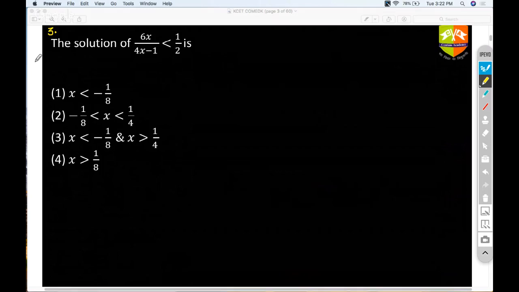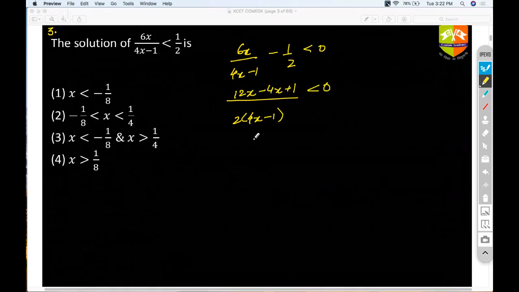Okay, mostly people are going for option 2. Again, this reminds you of your class 11th concept, that is inequality. So first we'll make the half come on the other side. Always take the LCM. So 12x minus 4x plus 1 less than 0. That's going to be (8x plus 1) by (4x minus 1) less than 0. Remember, 2 you can always send on the other side because we know 2 is positive.